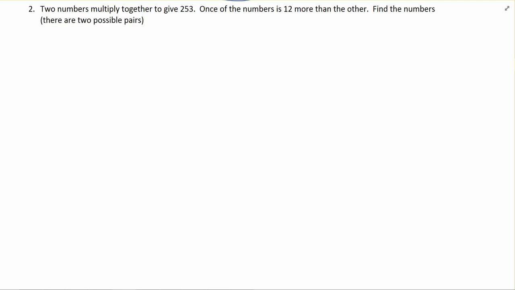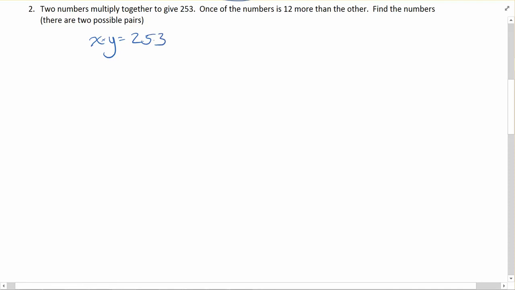So taking another look at a quadratic situation in context, two numbers multiply together to give you 253. So what could that look like? A number like x times y, remember a little invisible times sign there, is equal to 253. So I'm going to try to visually represent what each part of this question tells me. The first thing I know is if I times two numbers together, I'll get 253.